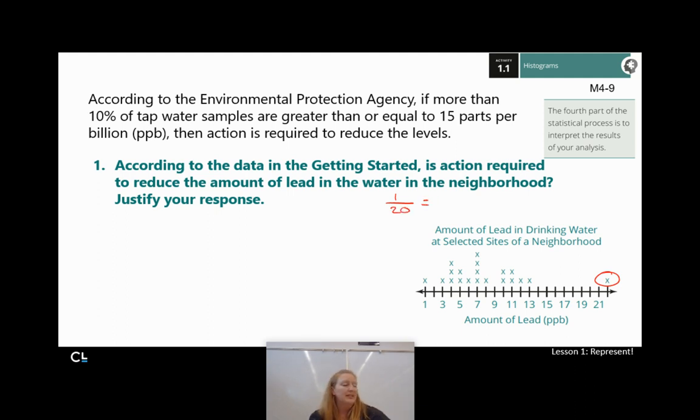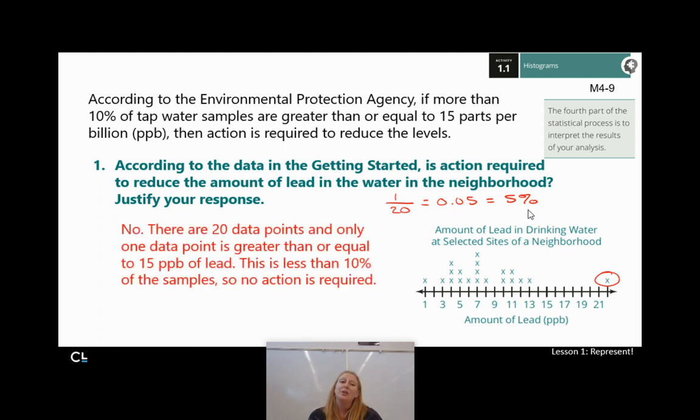And if we were to do that as a decimal, I do have a calculator for that. 1 divided by 20, that's only 0.05, which means it's only 5%. And we said that in order for action to be required, more than 10% of your samples have to meet that. Well, looks like only 5% of my samples are over that 15 parts per billion. So no, there are 20 data points and only one data point is greater than or equal to 15 parts per billion of lead. So this is less than 10% of our samples, so no action is required at this time.